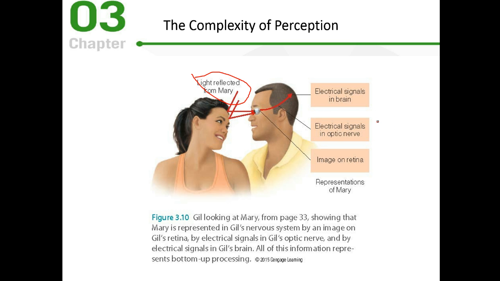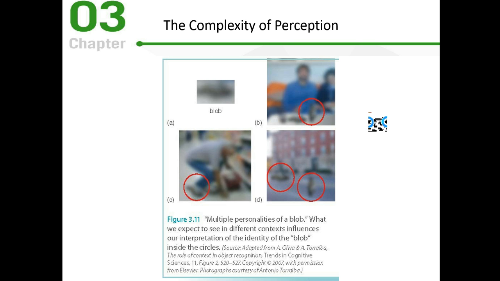All right, so plain and simple, that is bottom up processing. We'll contrast that now with top down processing. This is called multiple personalities of a blob, and this is what the blob is here. And this blob actually appears in picture B, C, and D.